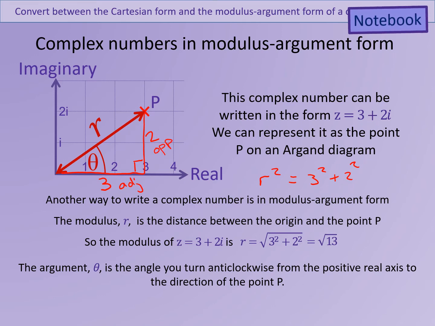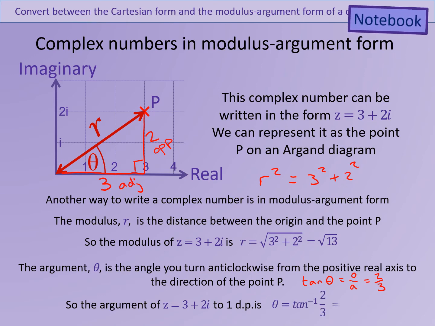So in order to find the angle, we're going to be using O and A, so it's going to be tan. We are going to be using tan theta equals opposite over adjacent, which is 2 over 3. So theta is going to be the inverse tan of 2 over 3. To one decimal place on your calculator, inverse tan of 2 over 3 is 33.7 degrees. So that is the argument of that point.